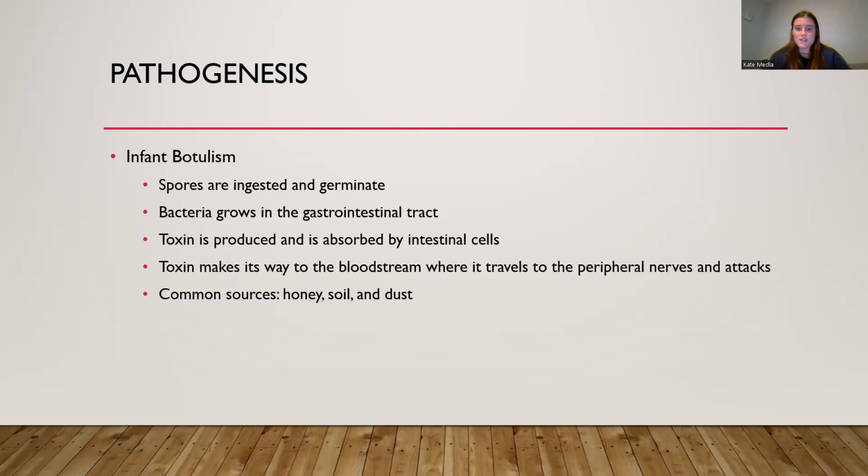And so this is where the toxin is produced and absorbed by those intestinal epithelial cells. And again, the toxin makes its way from those cells into the bloodstream, where it travels to those peripheral nerves. And again, common sources, actually honey is a huge problem with infant botulism, as well as soil and dust, like I said before.